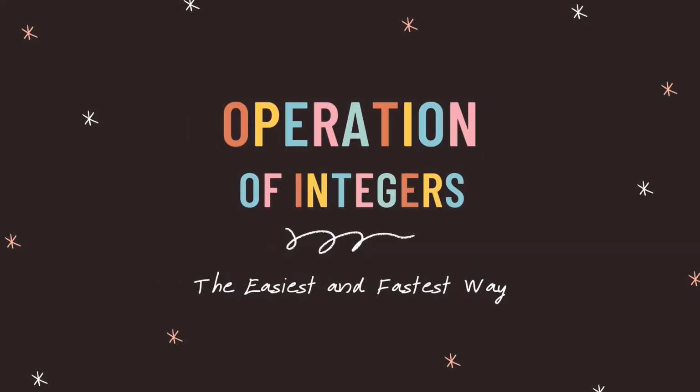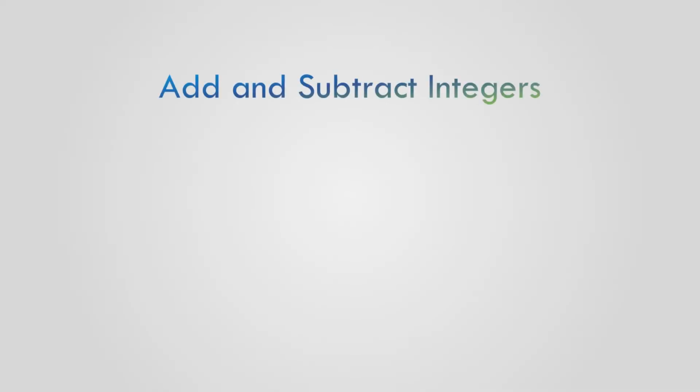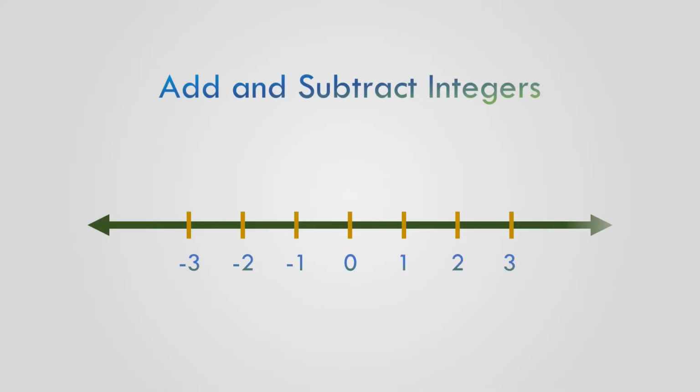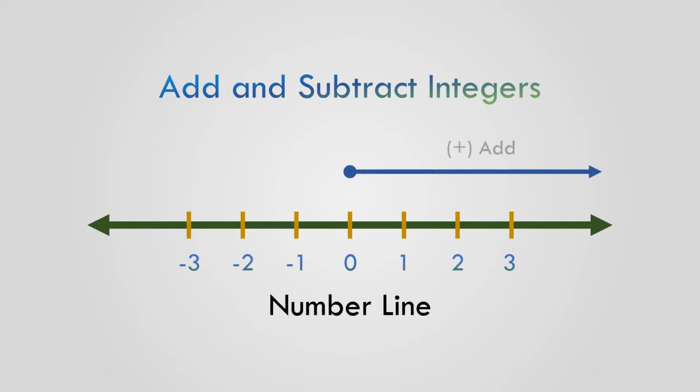So let us explore the operations of integers the easiest and fastest way. How to add and subtract integers. As you can see in the number line, going to the right is positive and going to the left is negative.